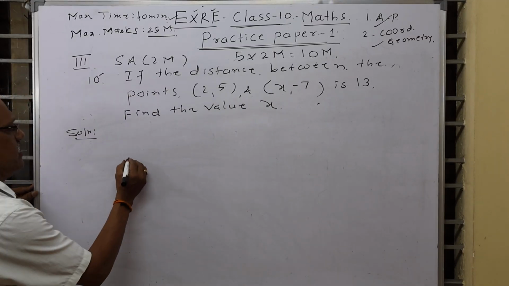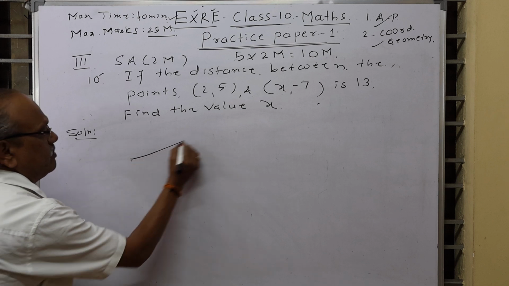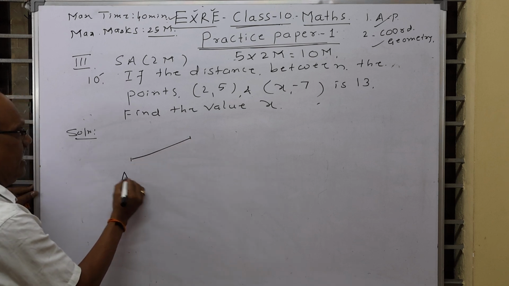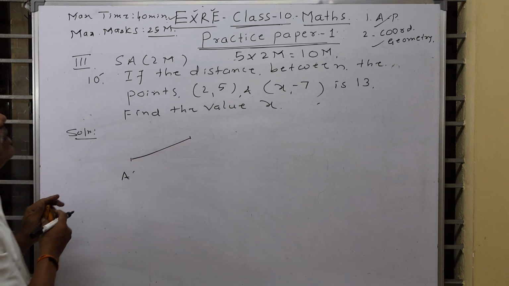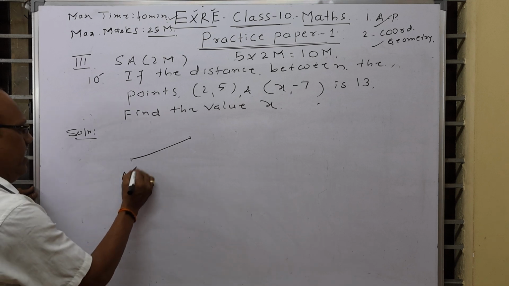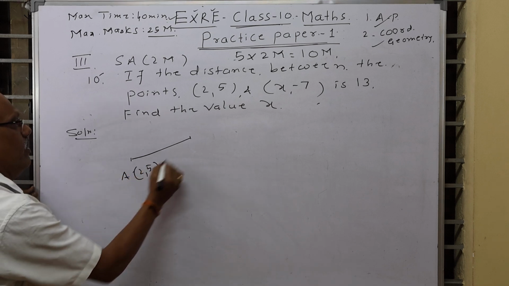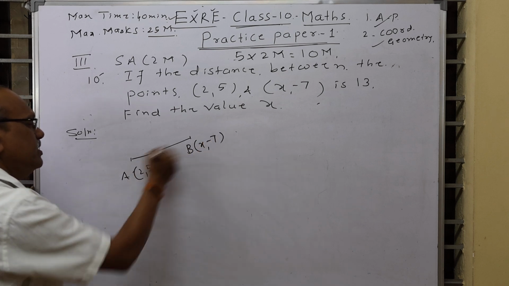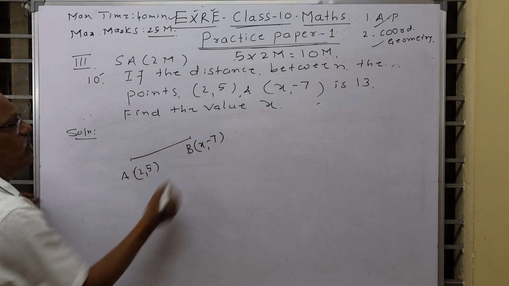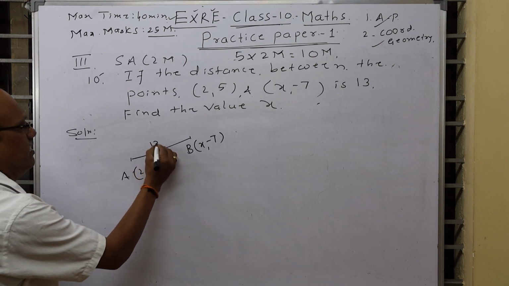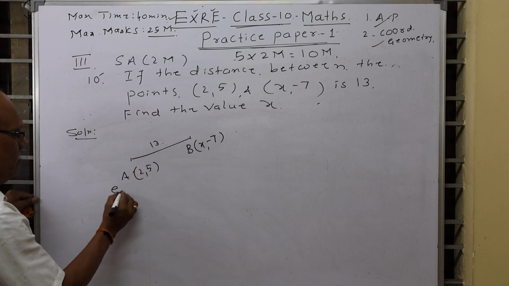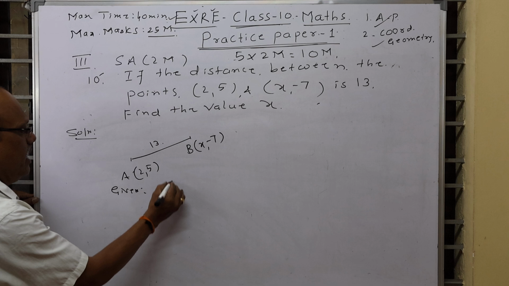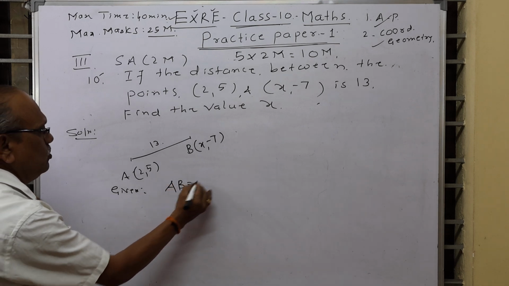Distance between the points is, let me take the 2 points here. One point is A, distance between the points is A 2, 5 and B x, minus 7. This term distance is given, you have to find out the unknown value. It is 13. Means what? You are given with AB is equal to 13.